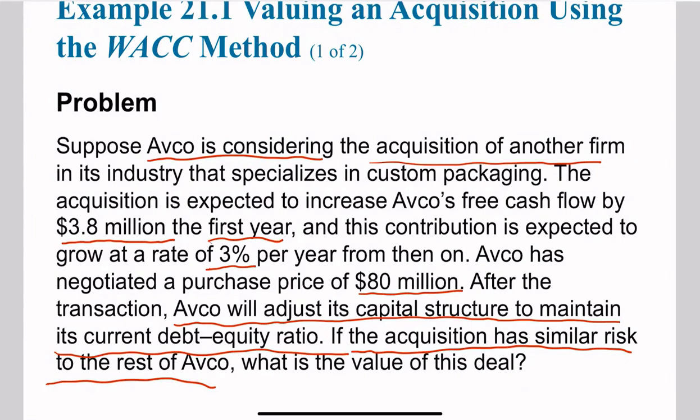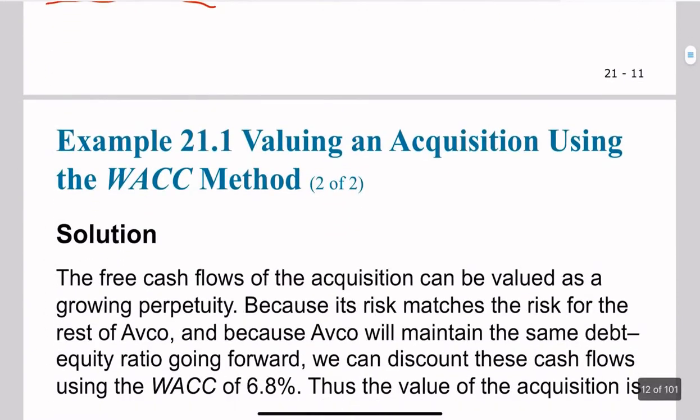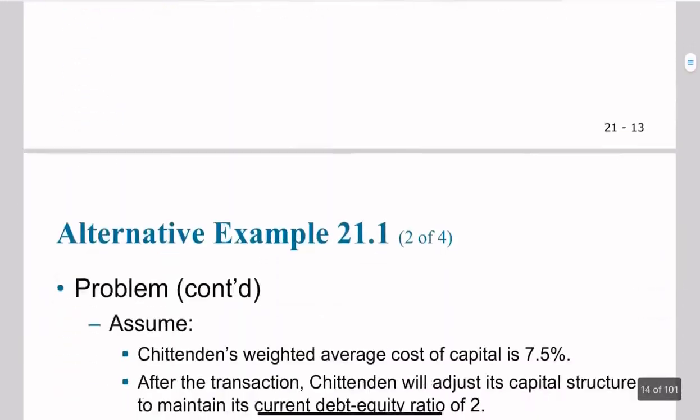So basically, the value of this acquisition would be the first year's cash flow discounted by 6.8% minus the growth rate, 3%, which is 100. Yeah, it's 100. And then the cost of this purchase is $80 million. So you can see that NPV is $20 million. Okay, so you can see that this is a very easy, simple application of the WACC method.